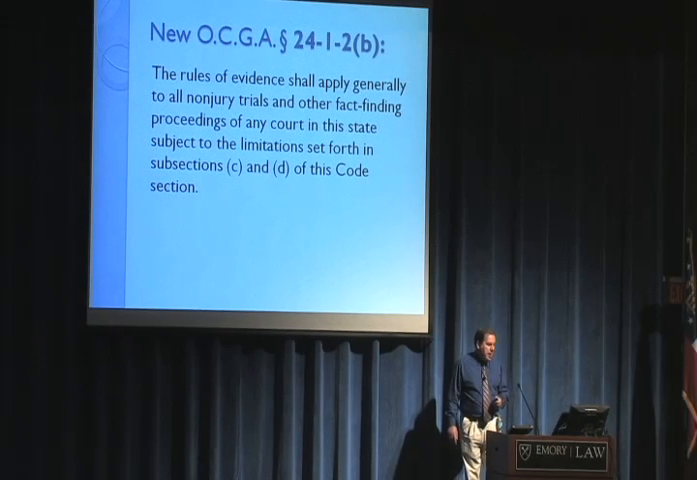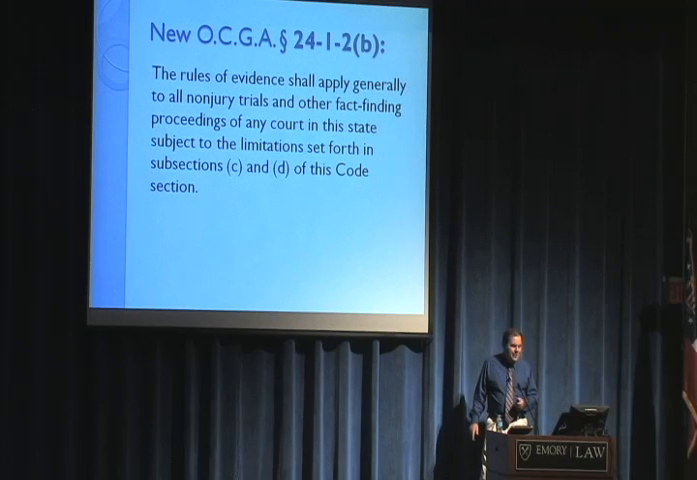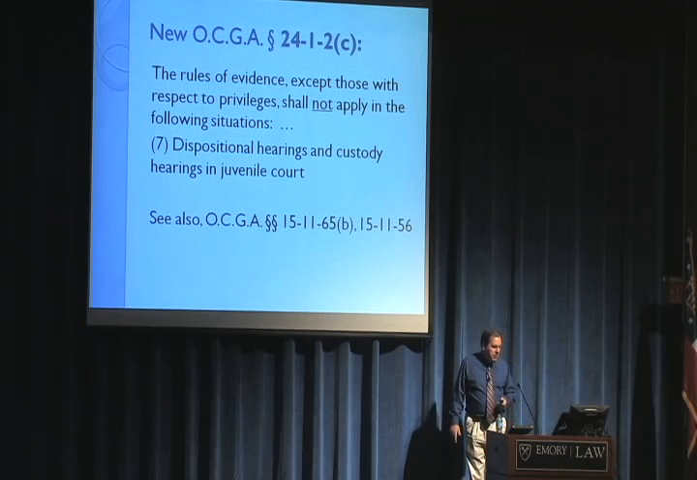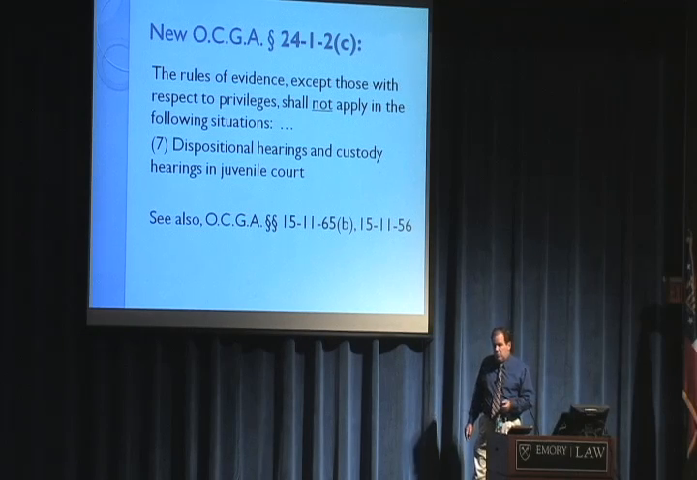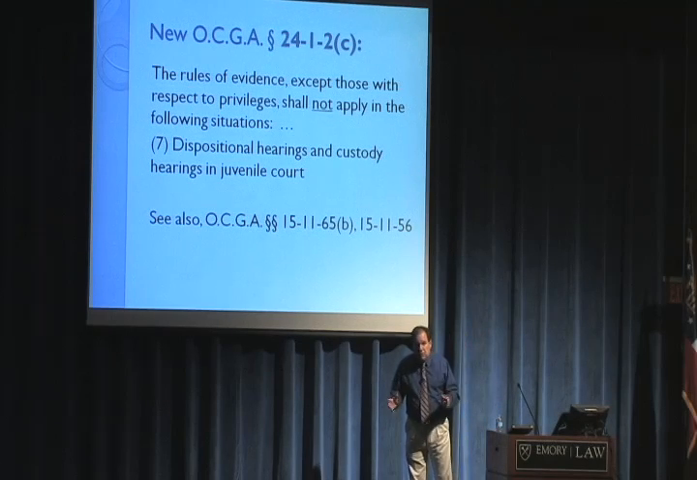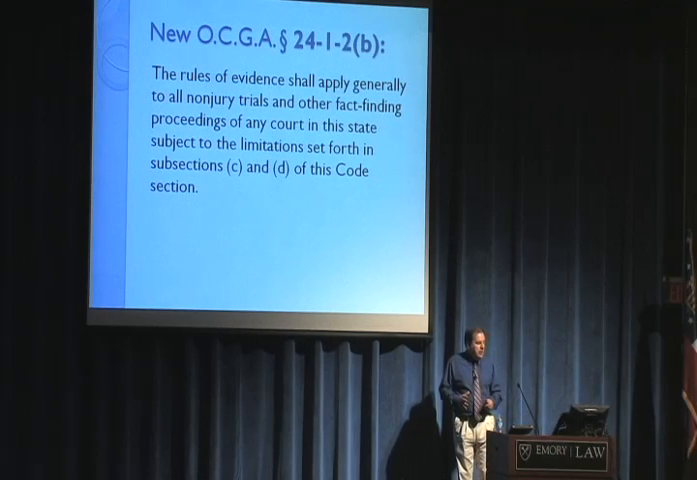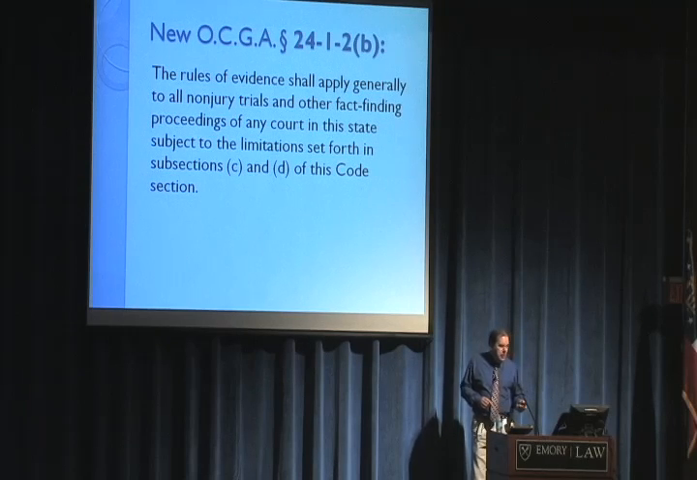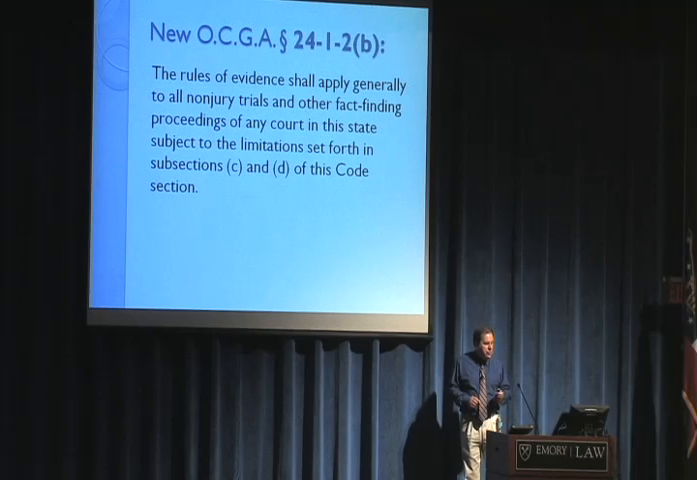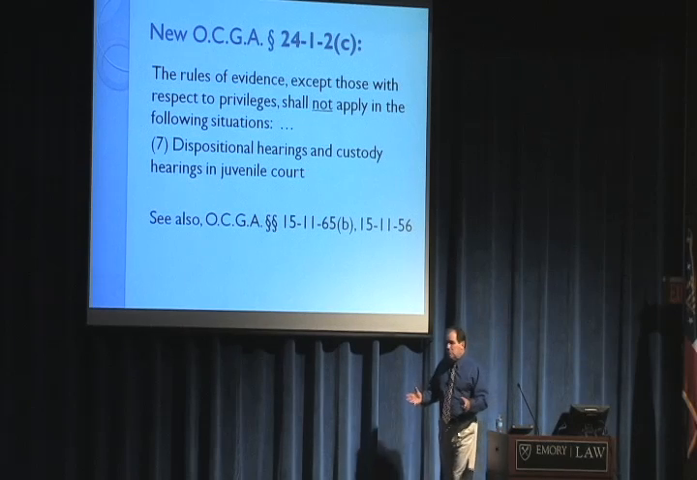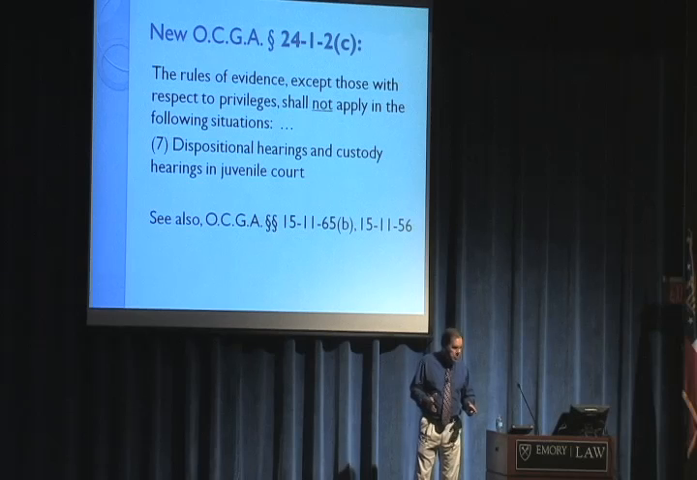And this is the basic application: the rules of evidence shall apply generally to all non-jury trials and other fact-finding proceedings of any court in the state, subject to certain limitations. That includes an exception for juvenile court proceedings, which are dispositional hearings and custody hearings in juvenile court. So we have a little bit of a difference here. In Superior Court, rules of evidence still apply to a custody hearing under 24-12-B. The juvenile code, of course, basically says that any evidence is admissible at a disposition hearing.